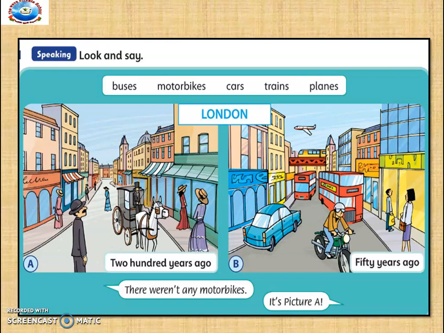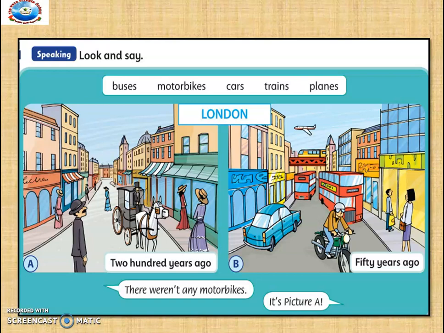Now let's start making sentences. The first one, buses. Can you see buses in image A? No, we cannot see buses in image A. But we can see buses in image B. So here we will make the sentence. There weren't any buses 200 years ago. And for image B, there were buses 50 years ago.